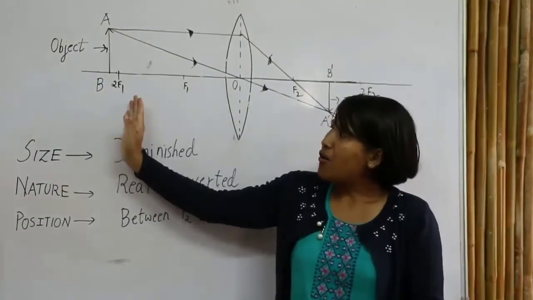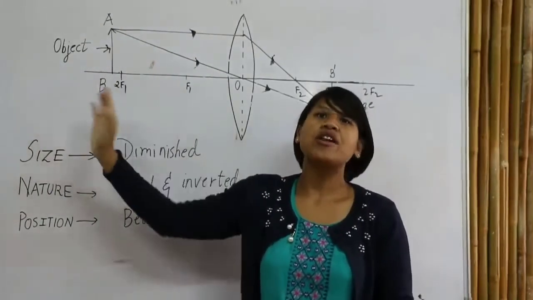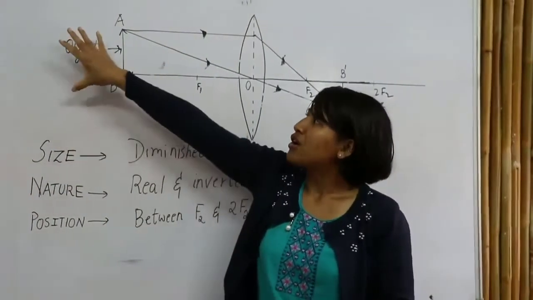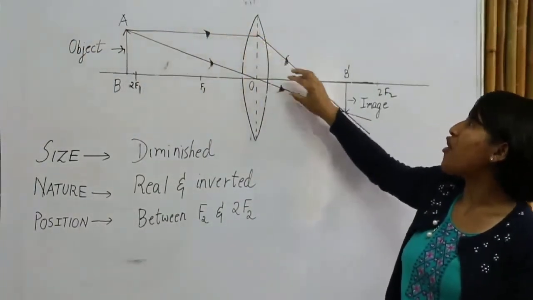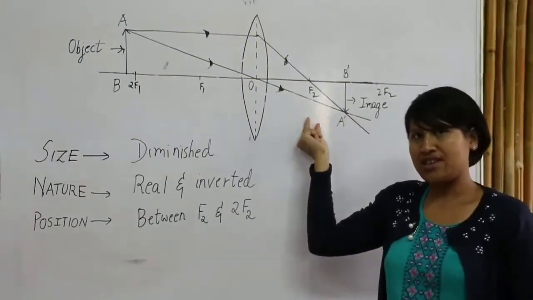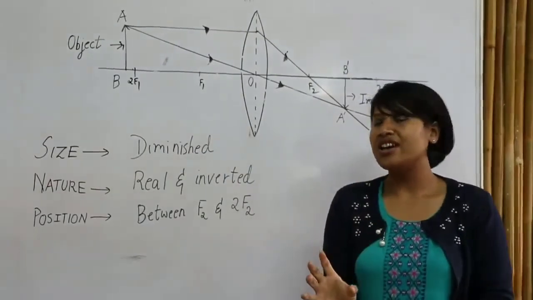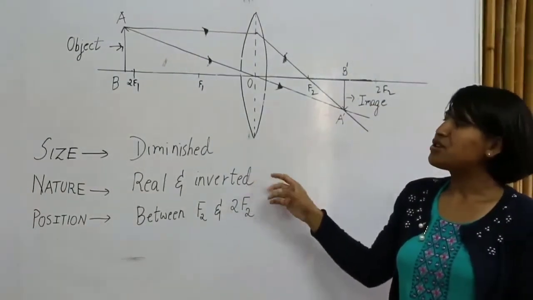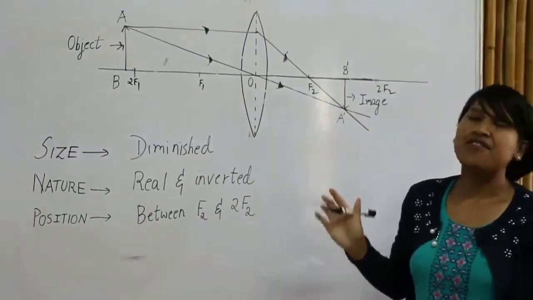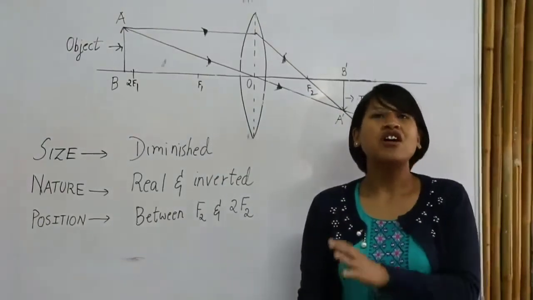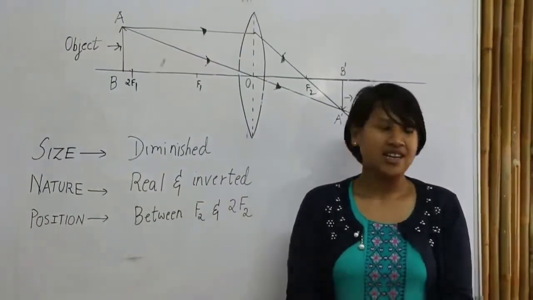Now, however, when the object is placed at infinity, what happens to the image? After drawing the ray diagram, you will find that the image is formed at the second principal focus. The size is very, very small, diminished, and the nature of the image will be real and inverted. So with this, I have completed the ray diagram for convex lens. Now we will do the ray diagram for concave lens.